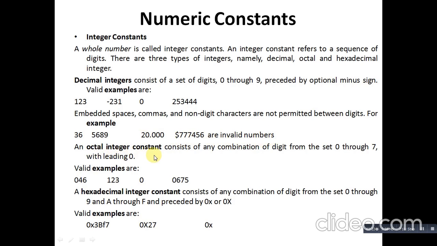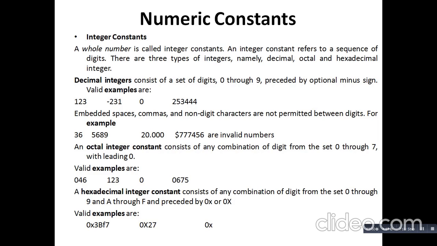The second is the octal integer constant. It consists of a combination of digits from the set 0 to 7 with a leading 0. The valid examples are 046. So leading with 0, and digits between 0 to 7, 046. Similarly, we have 0675. So here 046 and 0675 are the valid examples.